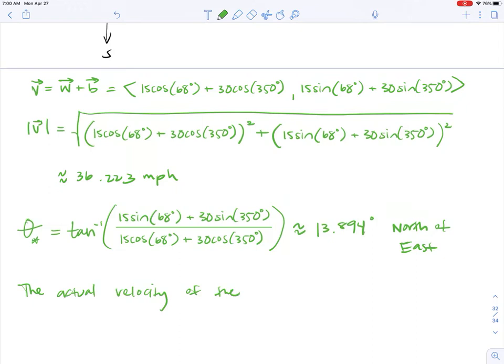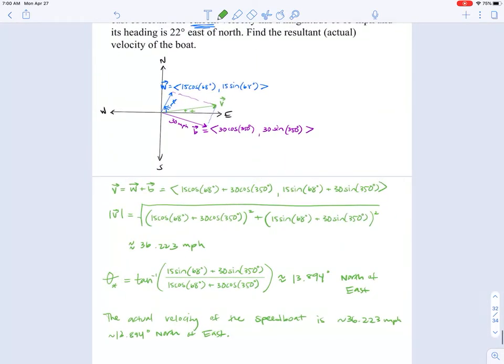Okay, so let's summarize with a sentence. The actual velocity of the speedboat is approximately 223 miles per hour, approximately 13.894 degrees north of east.